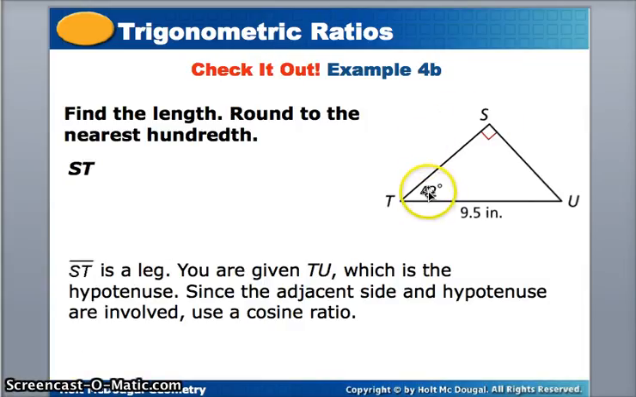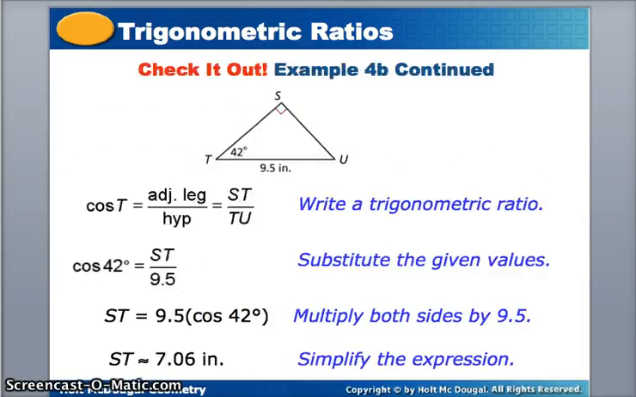Okay, now find the length rounded to the nearest hundredth, so we're finding ST, which is right here. We've got 42 degrees, and we've got 9.5. Now 9.5 is the hypotenuse, and this ST is right next to 42, so we're going to be using cosine. So we're going to need to set this up as cosine of 42 equals x over 9.5. If we set this up as a proportion, all we'd have to do is cross multiply. 9.5 times the cosine of 42 rounded gives you 7.06.